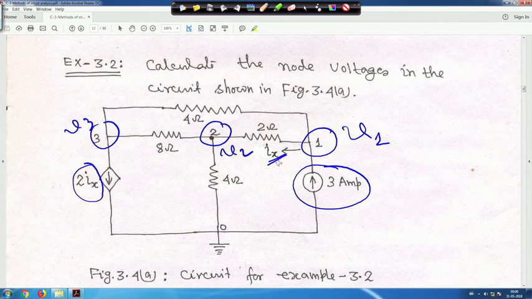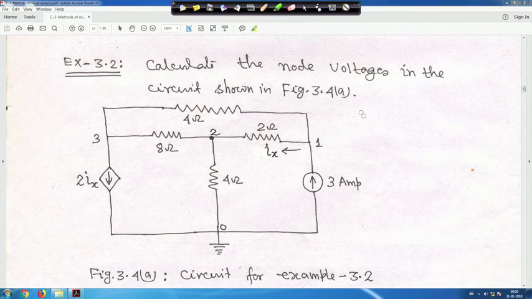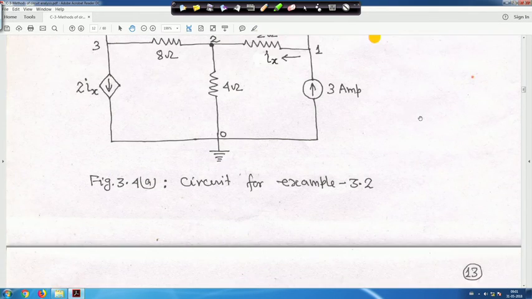And Ix is here. We have to find the node voltages V1, V2 and V3. So let me clean it first, and let us move to the problem.